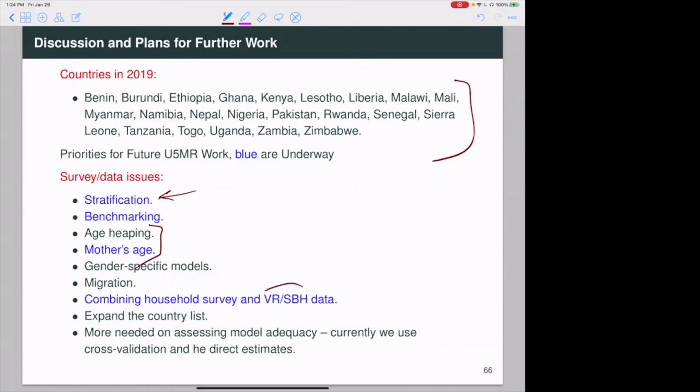We'd like to try and bring in summary birth history and vital registration data in order to expand the country list. So as the models get better, we hope we can bring in more countries. I didn't talk much about assessing model adequacy. What we tend to do, as a minimum, is predict at the admin 1 area and see if the estimates we get are consistent with the weighted estimates.